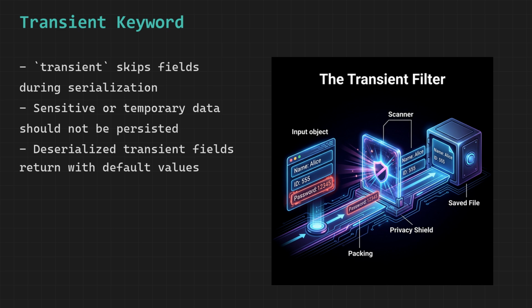This makes the transient keyword a vital tool in real-world Java development. It gives you precise control over exactly which data gets persisted and which data stays private. Sensitive information like passwords, authentication tokens, and encryption keys should always be marked as transient. Temporary values that are calculated at runtime and do not need to be saved, like cached results or connection objects, should also be marked as transient. Using transient correctly keeps your serialized data both secure and lightweight.